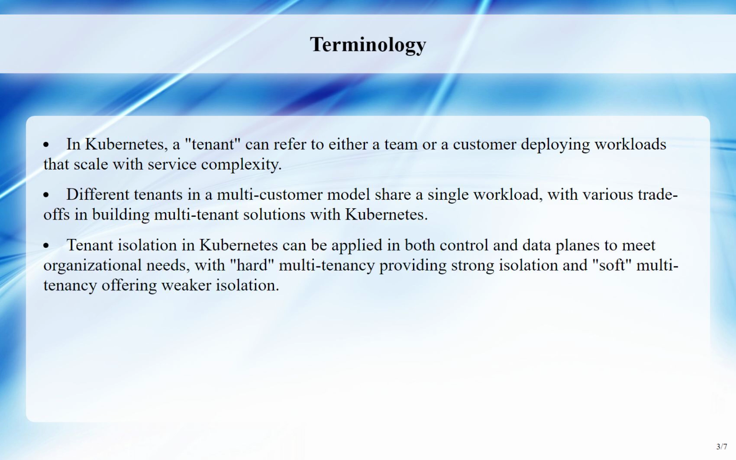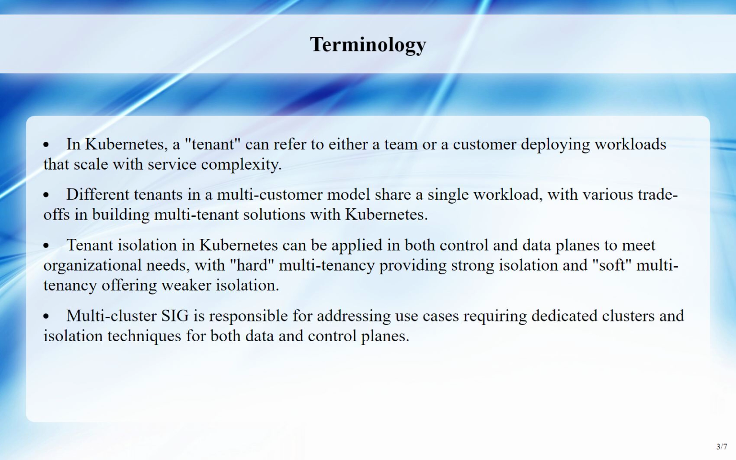Tenant isolation can be applied in both the control plane and the data plane of a Kubernetes cluster to meet organizational requirements. Hard multi-tenancy implies strong isolation, often used when tenants do not trust each other from security and resource-sharing perspectives. On the other hand, soft multi-tenancy implies weaker isolation. Isolation techniques must be applied to both the data plane and the control plane.